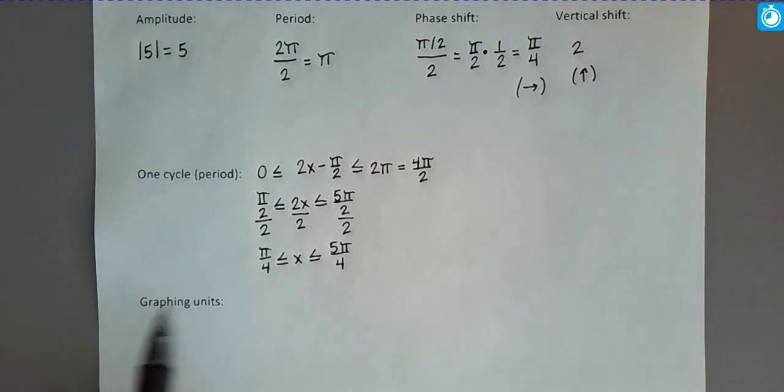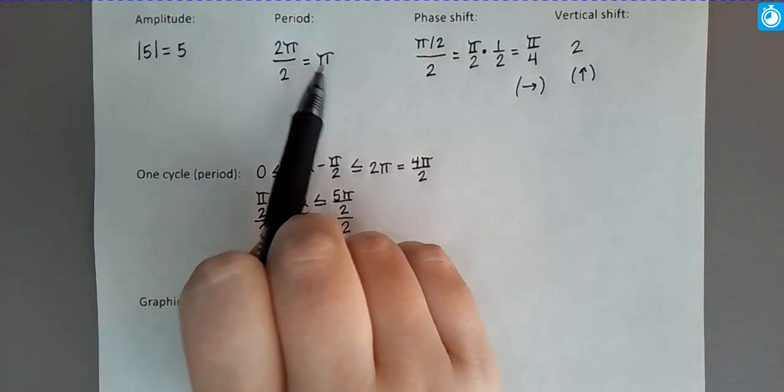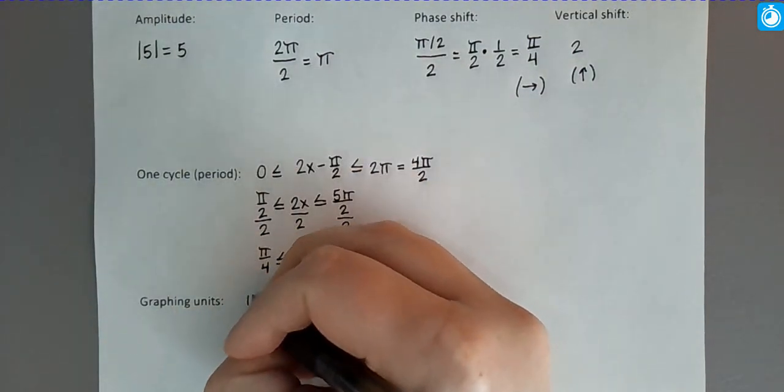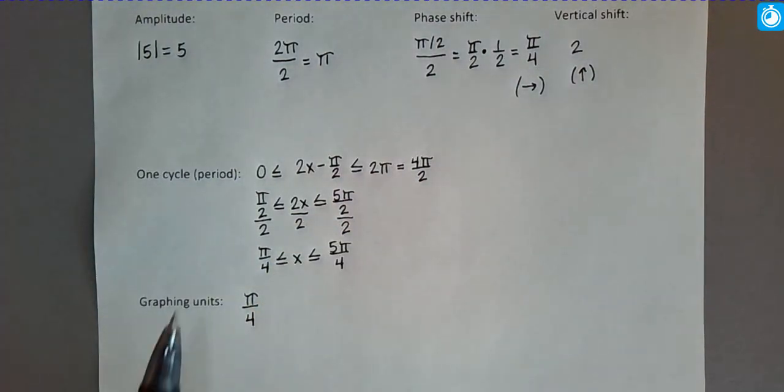So what are the units we use to graph in order to accurately label what's happening as we transition across the period? To determine that, we take our period, which is pi, and divide it into 4 equal parts. In this case, we get pi over 4. What does that represent? It represents how far we have to go from one key location on our graph to the next as we transition across that period that happens to be pi units long. Okay, so everything we need to know to get an accurate graph, we now know.